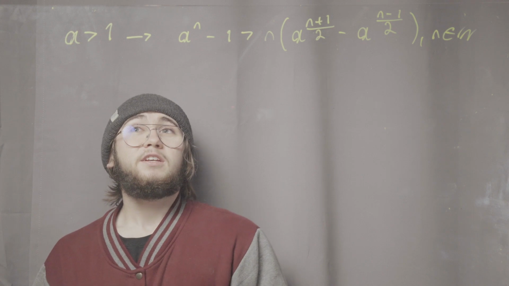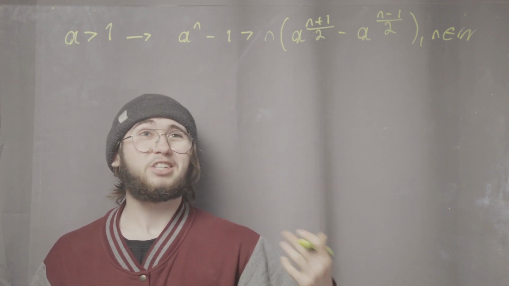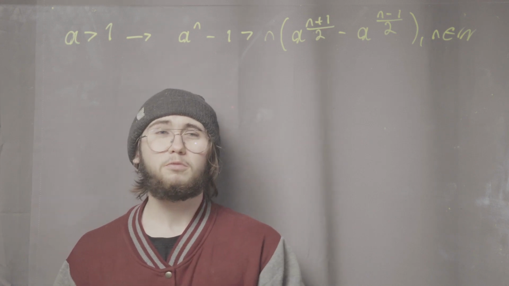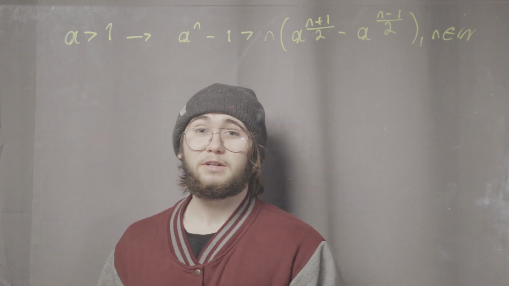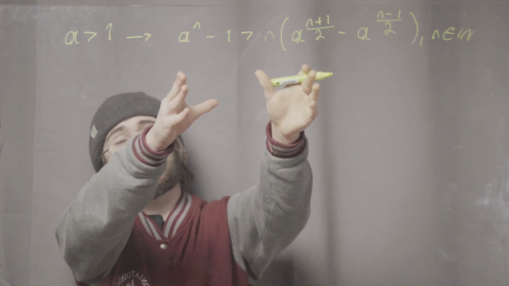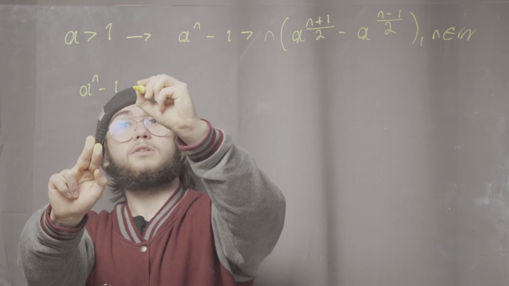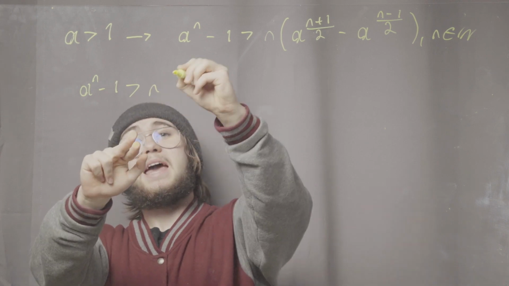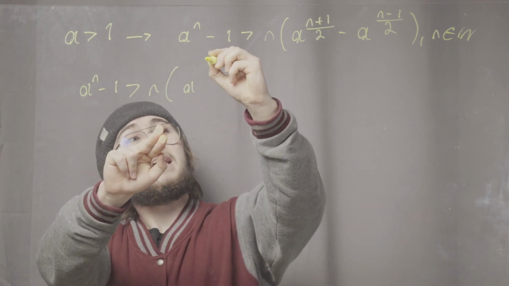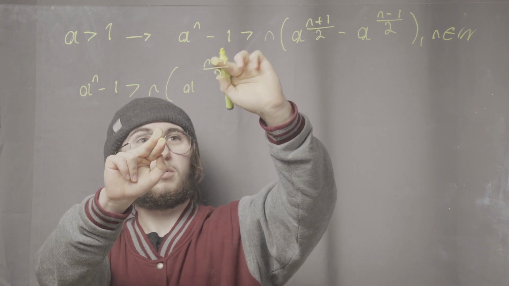Okay, lovely. So now, how do we do this? Well, you could probably try and solve it by induction, but we can do it 100 times faster using just the AM-GM inequality. So let's take this inequality and rewrite it. So a to the n minus 1 is greater than n times a to the power of n plus 1 all over 2. Oh, this is supposed to be a plus.